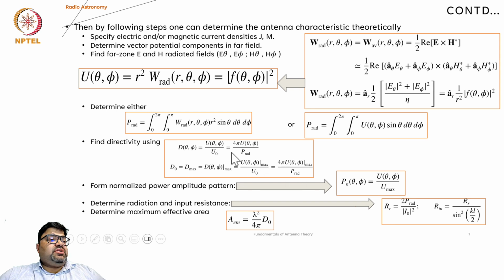So this will come later on as well. I'm just mentioning it here for completeness. For normalized amplitude pattern, we use the Pn theta phi, which is the normalized radiation pattern, U theta phi in any direction over the U max, which is the maximum in the bore side direction or the central portion. And the radiation and input resistances are also written in this format in terms of P rad and I0 square. And finally, the effective area is also determined by lambda square over 4 pi times D naught.